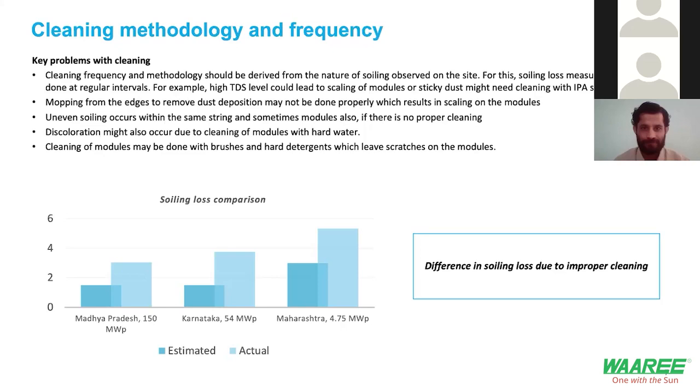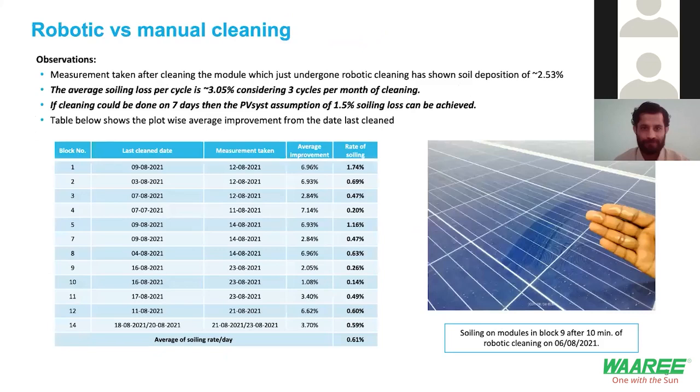Another thing that we have seen is, this is in no way a comparison of robotic versus manual cleaning, but it is very important to understand where the benefit of robotic cleaning can be utilized and where manual cleaning can be beneficial, because dry cleaning has become more and more prominent. At one of the sites, we saw the image on the right that you see. This image was taken 10 minutes after robotic cleaning in some plant, and you could see dust on the hand.